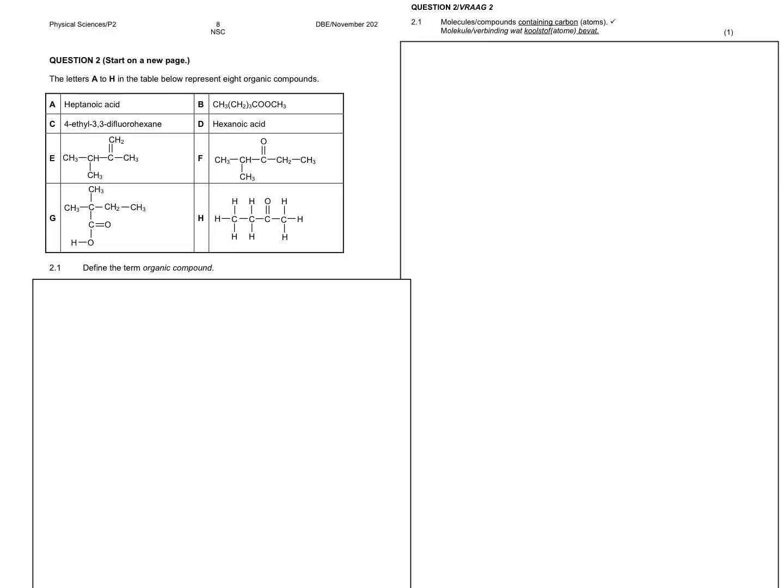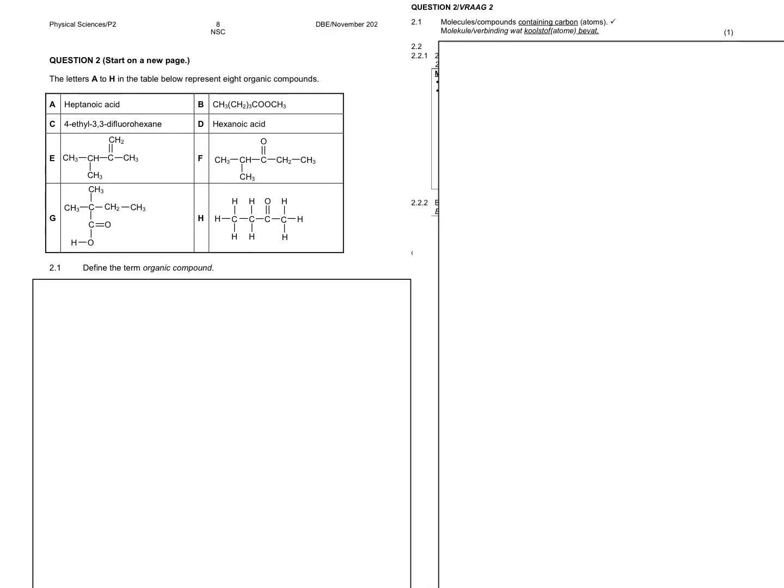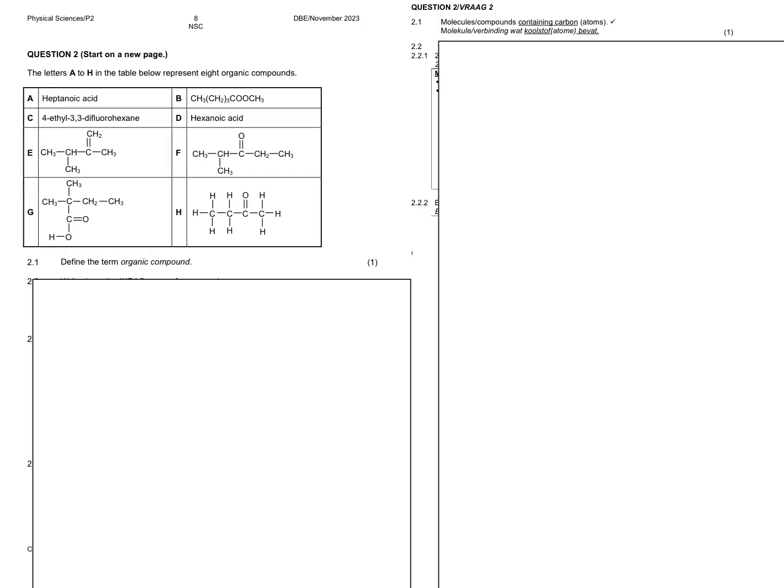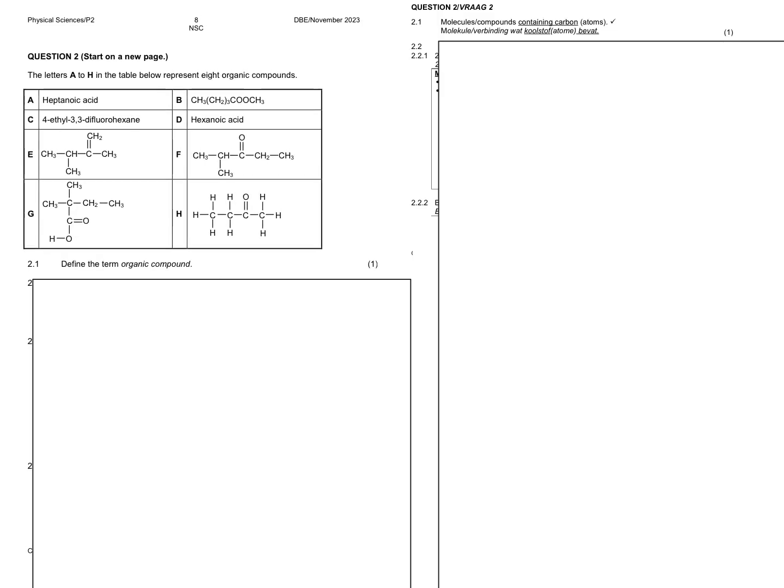So an organic compound is a molecule or compound containing carbon. So you get 2 marks for basically writing 2 or 3 words. You really need to learn your definitions. Oh, you only get 1 mark. That's disappointing. Anyway, so organic compounds are ones that contain carbon.